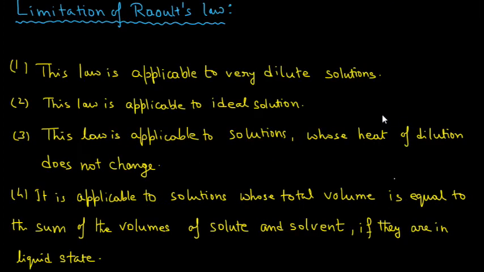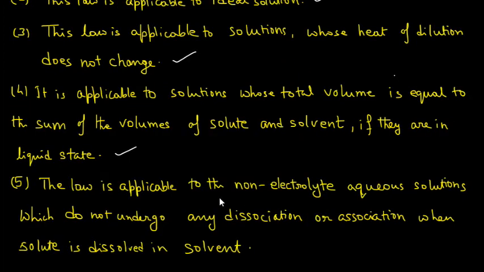Limitations of Raoult's law. First, this law is applicable to very dilute solutions. Second, this law is applicable to ideal solutions. Third, this law is applicable to solutions whose heat of dilution does not change. Fourth, it is applicable to solutions whose total volume is equal to the sum of the volumes of the solute and solvent if they are in the liquid state. Fifth, this law is applicable to non-electrolyte solutions which do not undergo any dissociation or association when the solute is dissolved in the solvent.